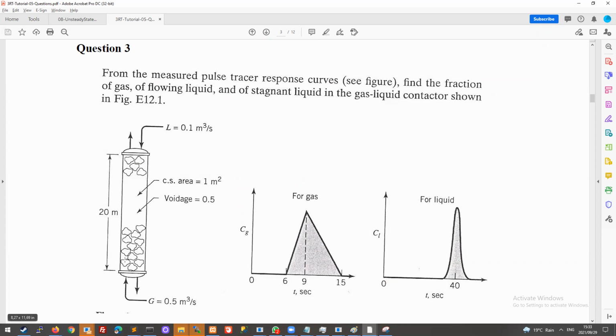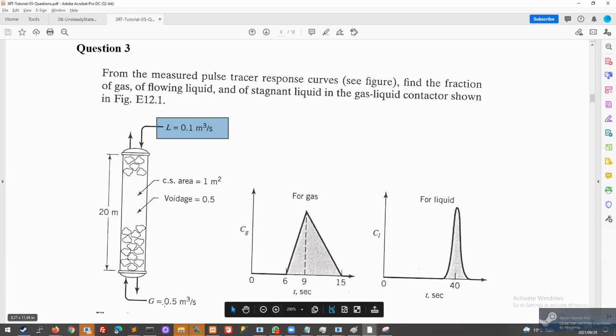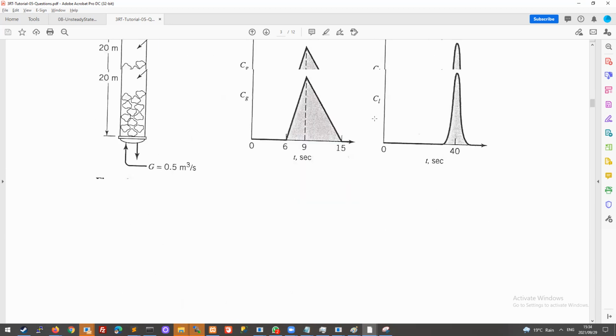So we've got this tube. We have liquid entering at the top here, so it flows down through this bed. And then we have a gas bubbling up through here as well. So the flow rates are given. The space is packed with the solid particle material. And there may be a void space. Well, not really.